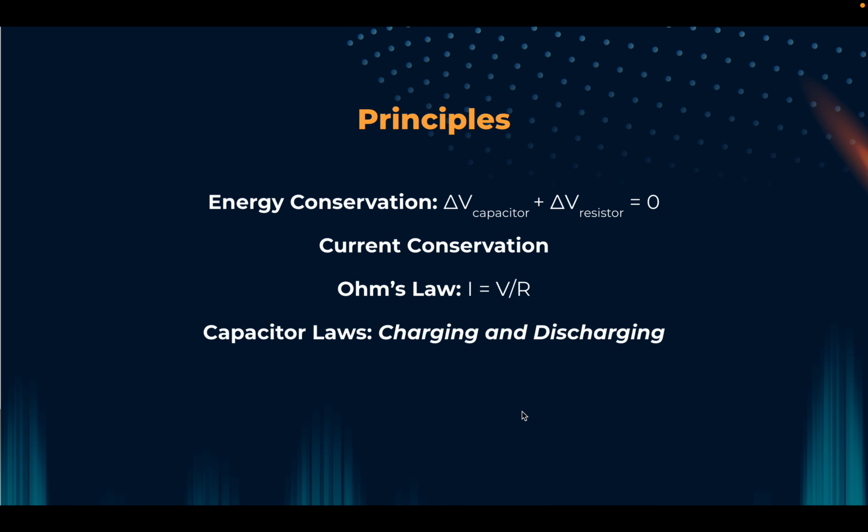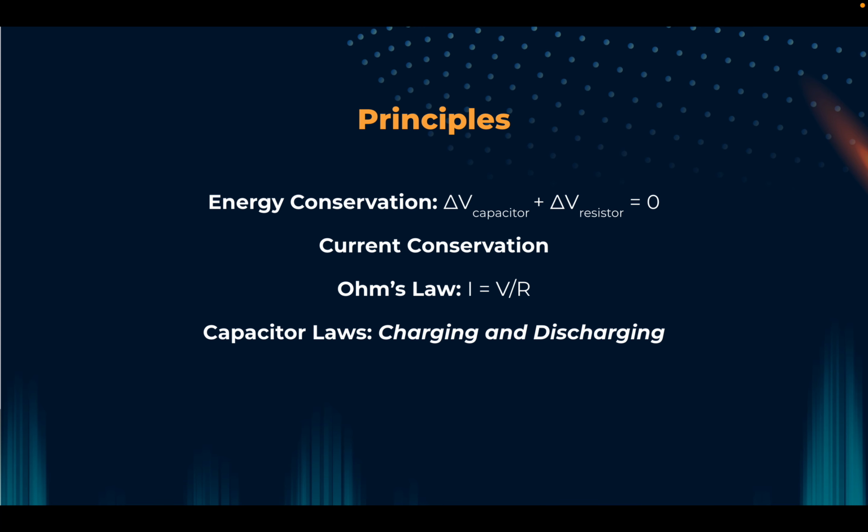So here we go with the principles. We have energy conservation, current conservation, Ohm's law, I equals V over R, and capacitor laws. Those are basically just about charging and discharging. And we know that charging occurs when the current is flowing through a series with a battery, resistor, and capacitor.